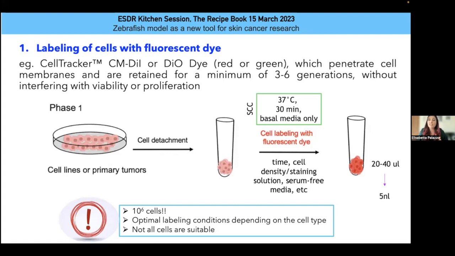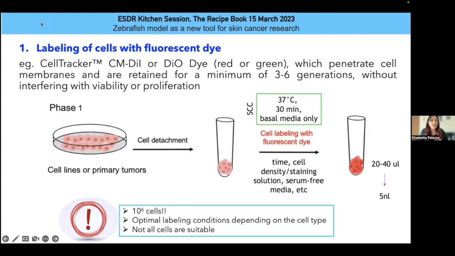And then we need to resuspend our cells into a really small volume. Let me move again to the other side. In a very small volume. So at the end, we have a really high cell density suspension of something like 20-40 microliters. And then we are going to inject around 5 nanoliters into each larva.